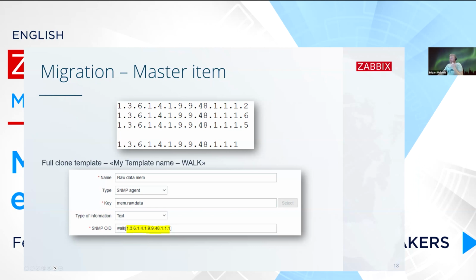Then I do a full clone of the existing template, because I don't want to modify that one. I clone it completely and modify the clone. And we decided to add the term in capitals, WALK, to the new templates to be able to recognize which ones are the new ones. So, item SNMP walk with this OID.